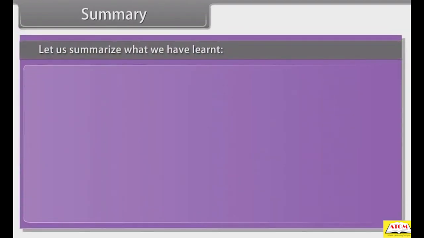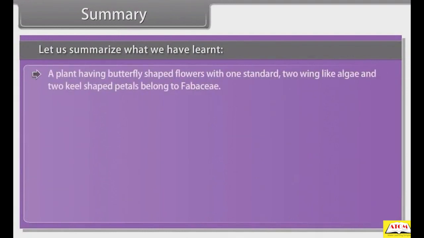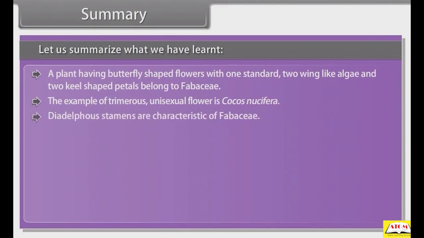Summary. Let us summarize what we have learned. A plant having butterfly-shaped flowers with one standard, two wing-like petals called alae, and two keel-shaped petals belongs to Fabaceae. The example of a trimerous, unisexual flower is Cocos nucifera. Diadelphous stamens are characteristic of Fabaceae.